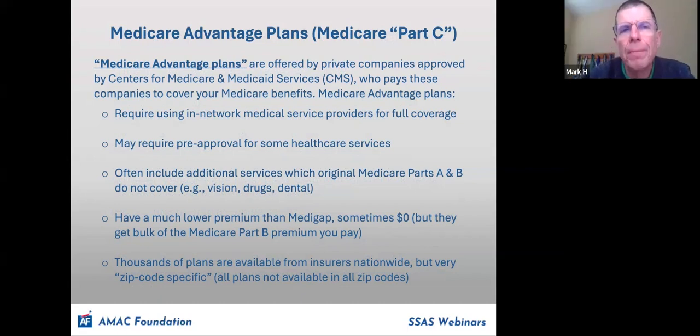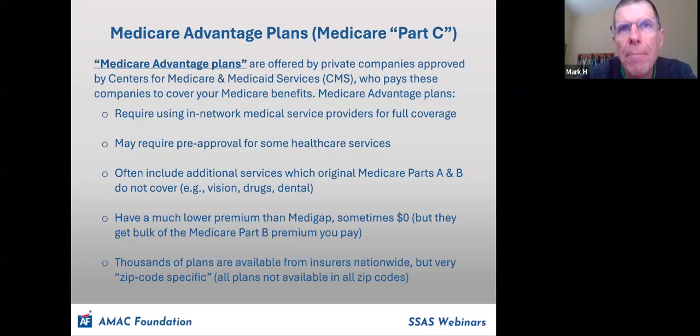So what we're going to talk about next is something that's growing in popularity. We're talking about the Medicare Advantage plans, also known as MA plans. This is Part C. Ken has talked about A, B, and D. Recently, at the end of last year, more people were on MA plans at the end of the enrollment period than traditional or original Medicare. They have grown in popularity. They're offered by private companies approved by CMS, the Centers for Medicare and Medicaid Services, who contributes to these companies and pays them to cover individuals' Medicare benefits.